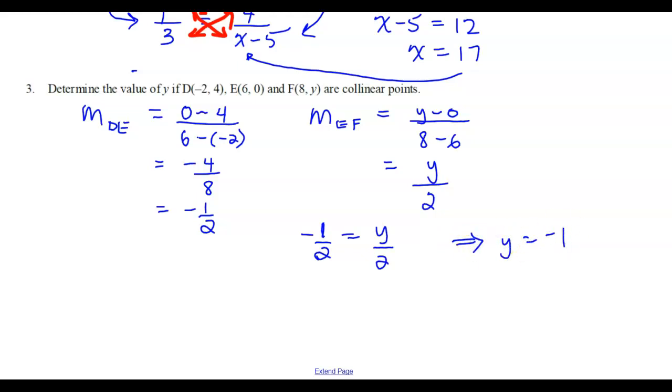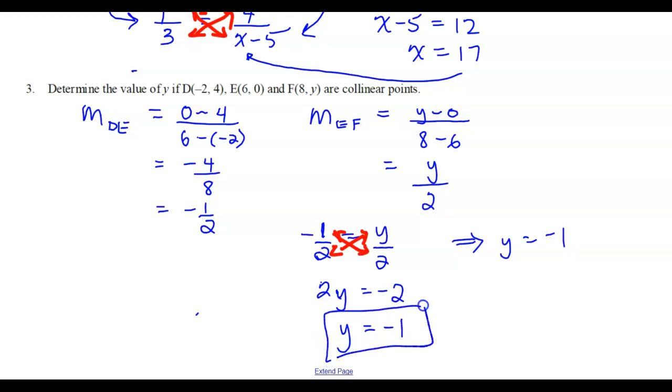Now, if you want to use the cross product property, then you can. It's the long way in this case. But then you would have 2y equals negative 2. Divide by 2, y equals negative 1. So either way, you're going to get negative 1.